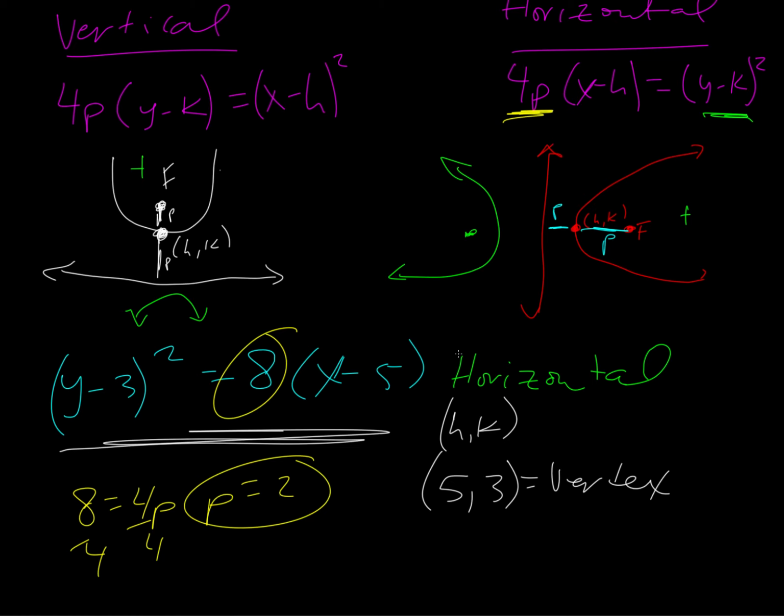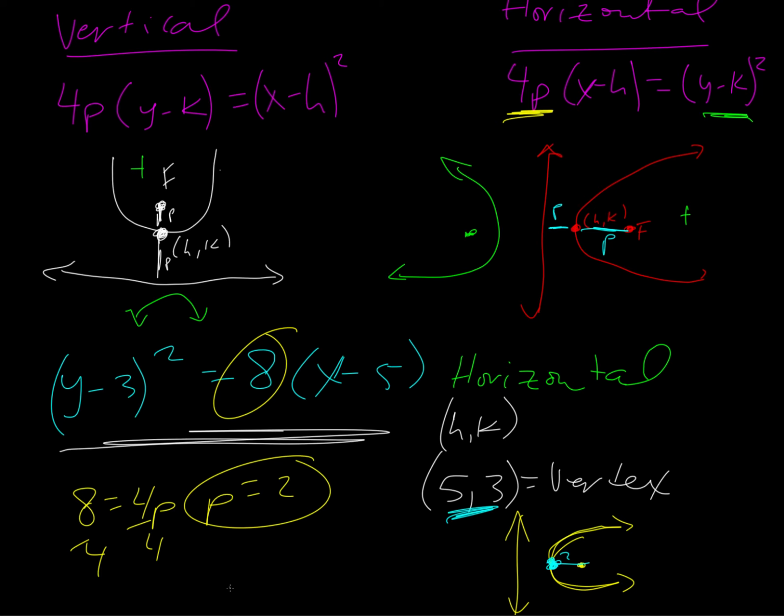So if p is equal to 2, so if we have a horizontal parabola that's positive, it's going to look like that. We have our focus, we have our directrix, we know our vertex right here is at (5, 3). We know the p-value is 2. So what's going to happen is our focus is going to be 2 to the right from our vertex. So that's going to affect our x value.